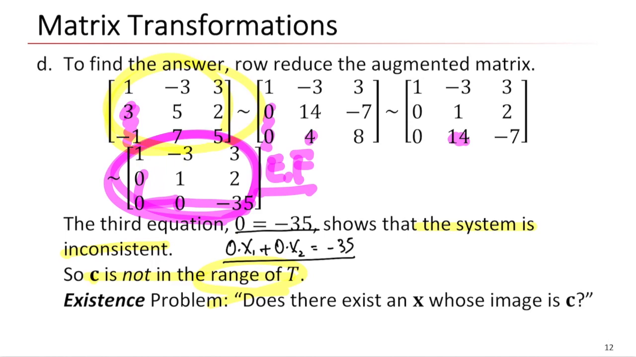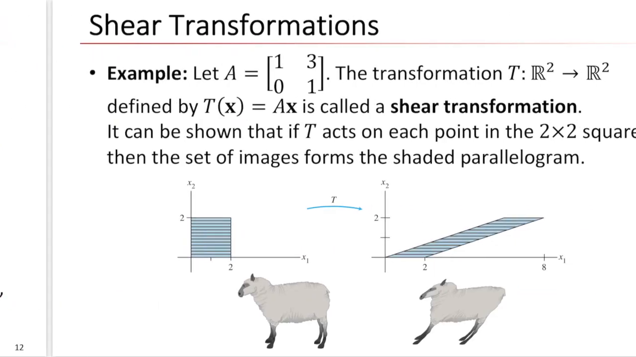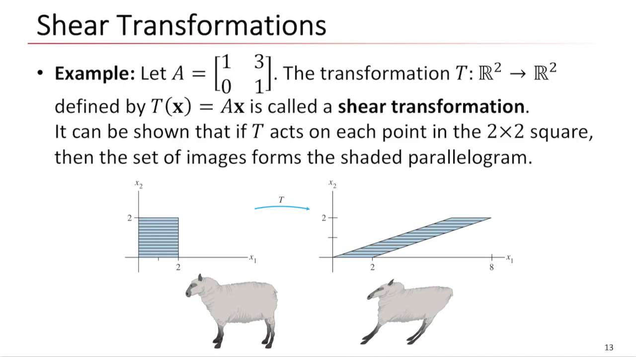So this question was related to the existence problem. Does there exist an X whose image is C? The answer was no, right? So this is the example. It is the matrix transformation.